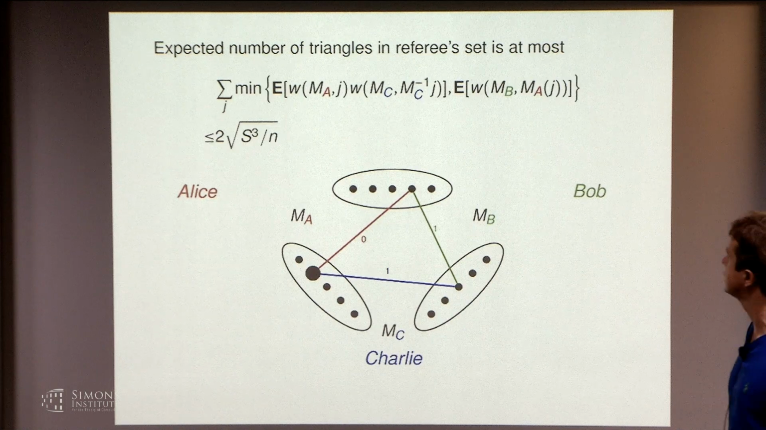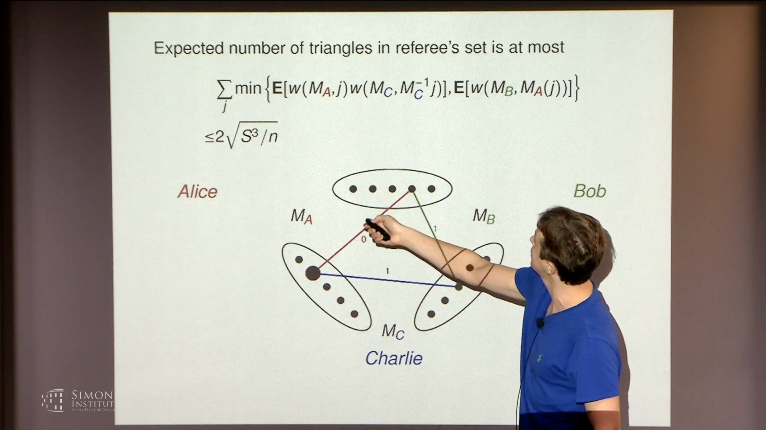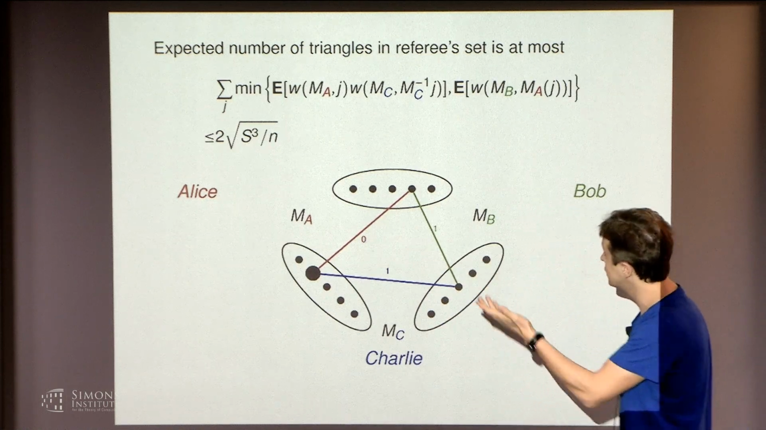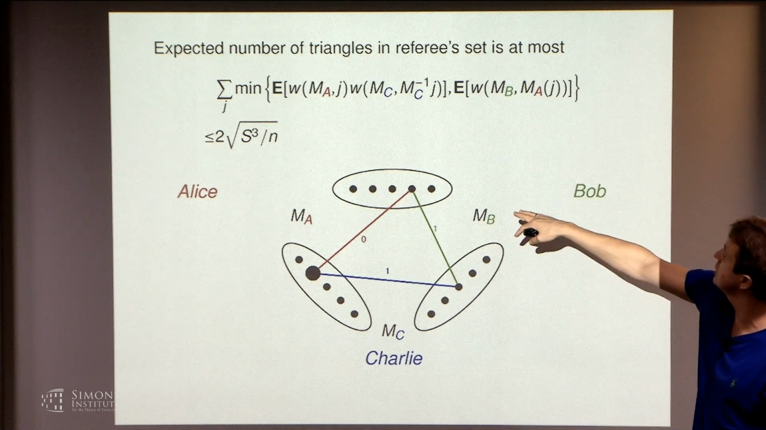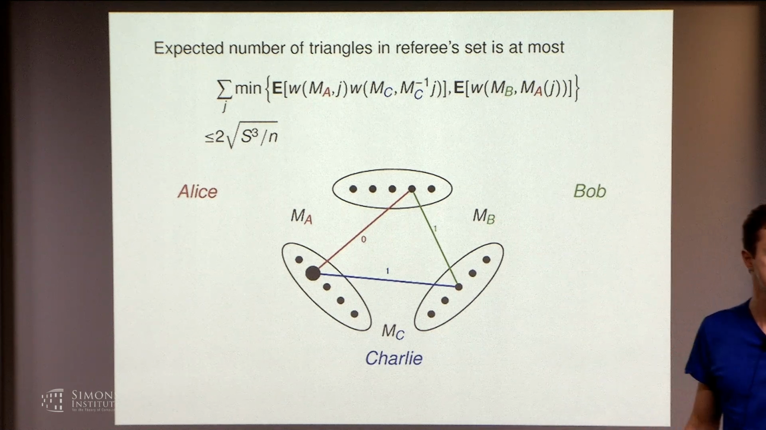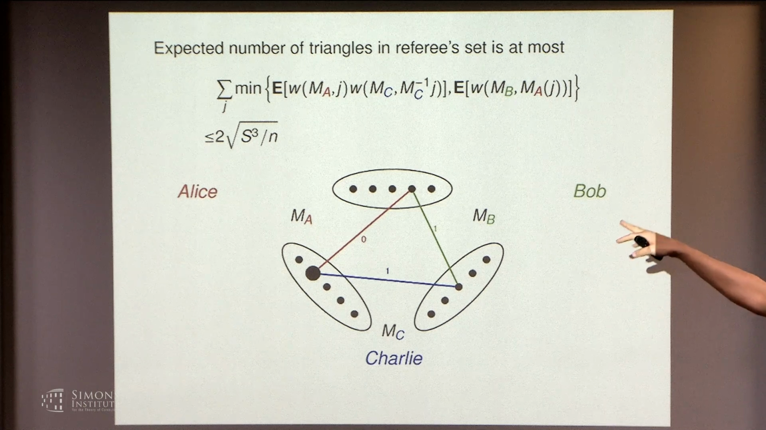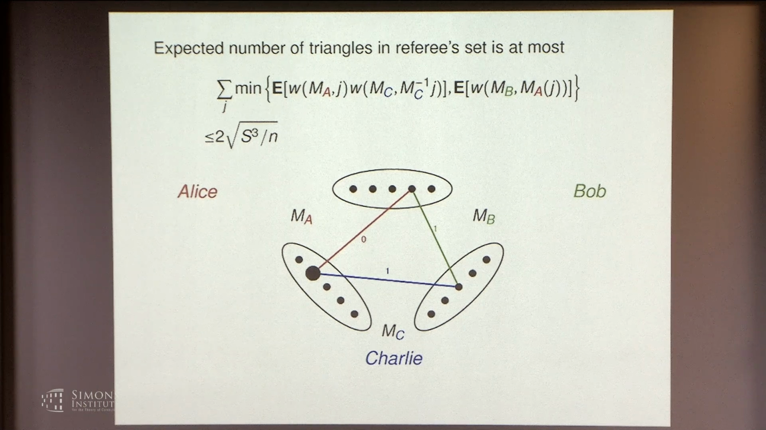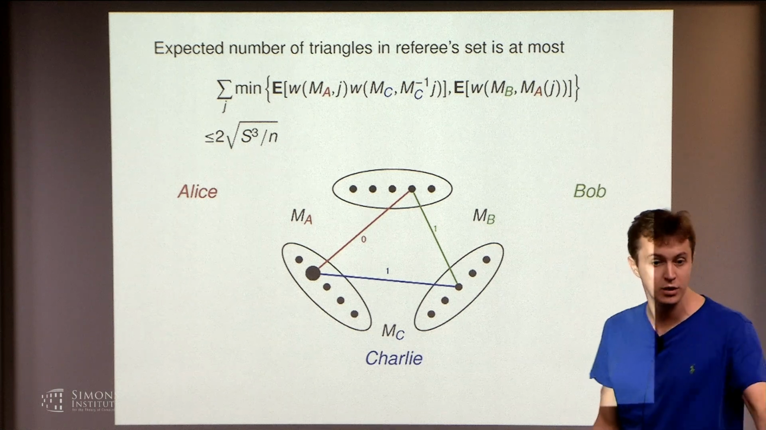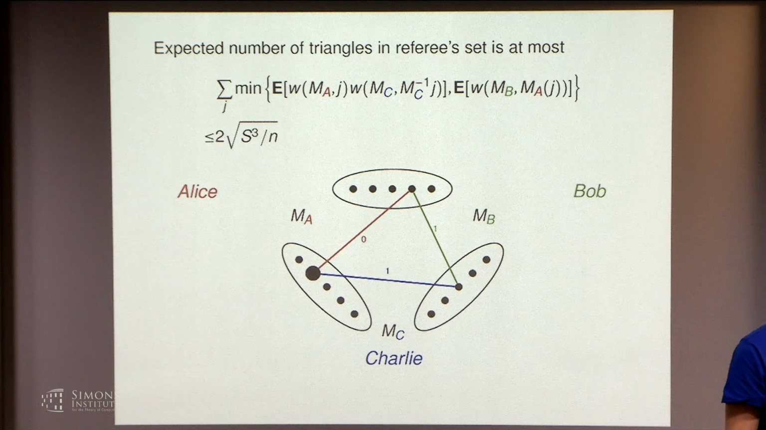Okay, so it turns out that the expected number of triangles in the referee's set, as we show, is bounded by the square root of s cubed, where s is the space budget, divided by n. And that's why the breaking point is s equals n to the 1/3, and this means that the n to the 1/3 lower bound holds for sampling protocols.